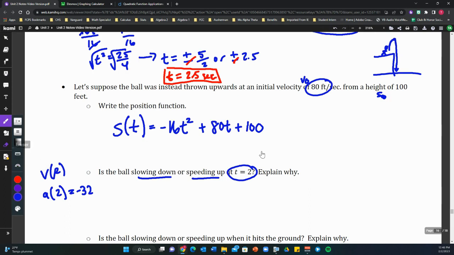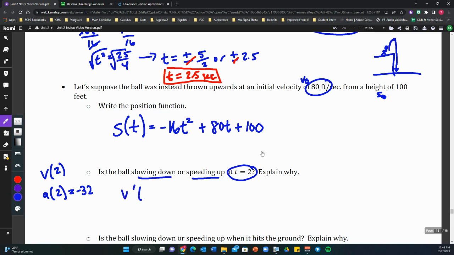If this was a positive velocity at t equals 2, then the object would be slowing down because the gravity would be eating away at its velocity and we'd be heading towards 0. But if it's also a negative value, then we're actually speeding up, because that means I'm getting more and more negative, so I'm traveling faster in that negative or downward direction. So that's what we need to answer. We need to know the sign of v of 2.